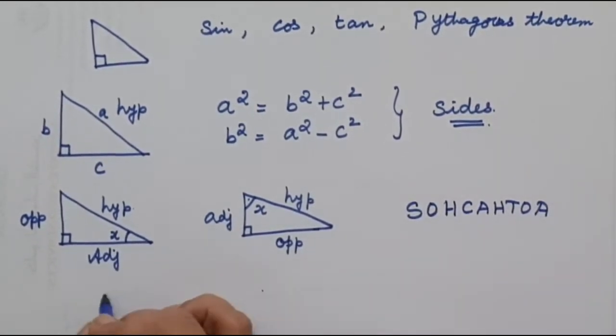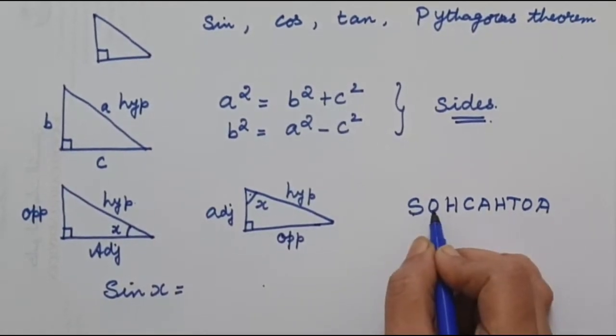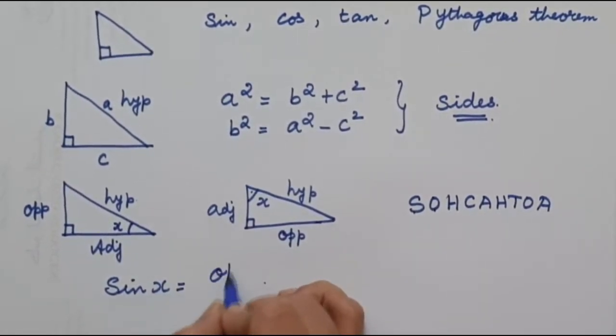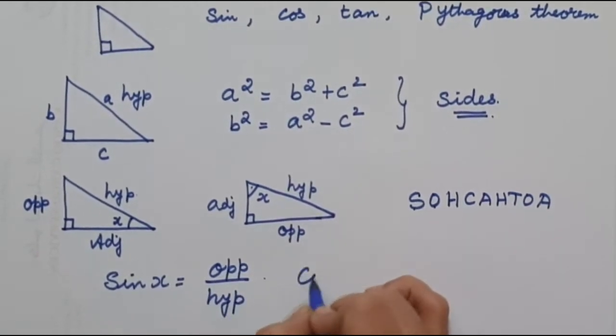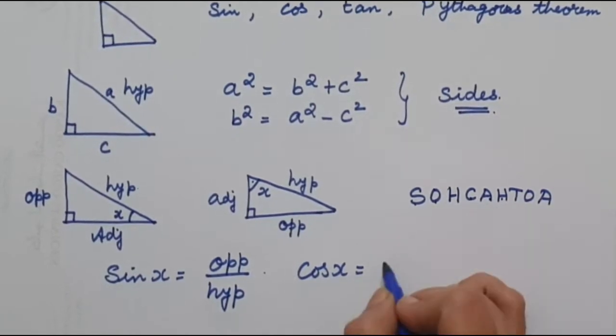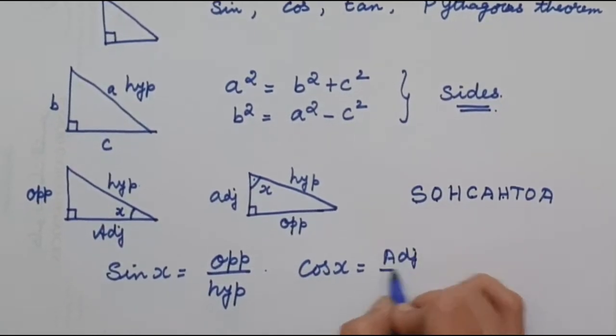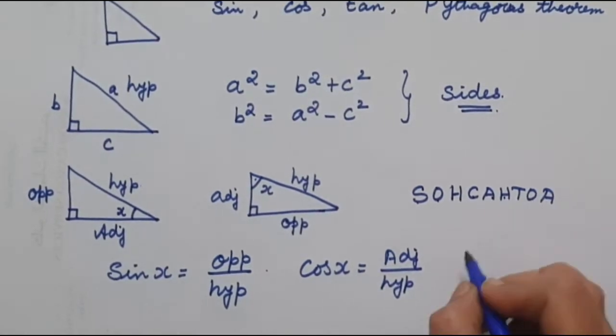which gives us sin x. Sin x is opposite over the hypotenuse. And cos x will be, cos is adjacent over hypotenuse. And tan is opposite over adjacent.